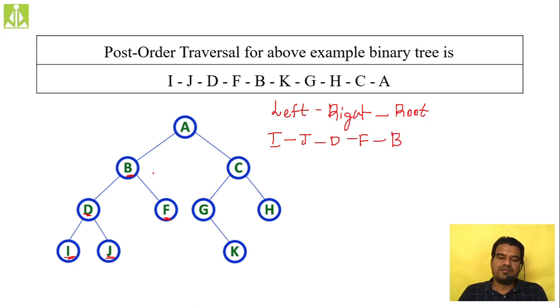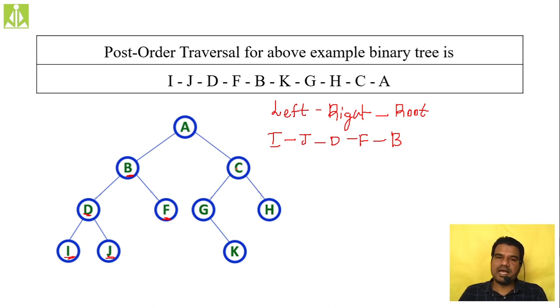Okay. For this B, left is visited, right is visited, root is also visited. So go to the parent. Okay, A. For this A, when A is root, only left is visited, right not yet visited. So go to the right. So come to C and make C as root.